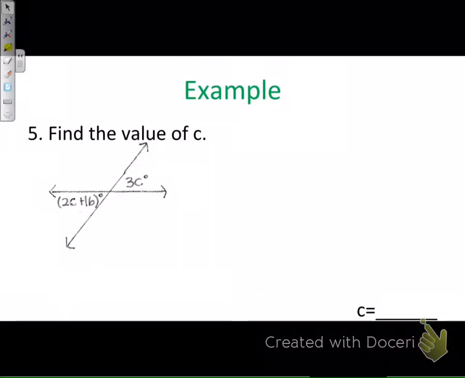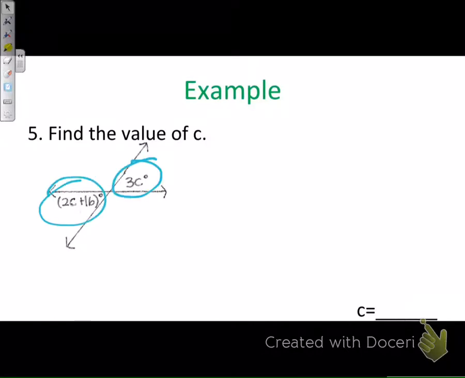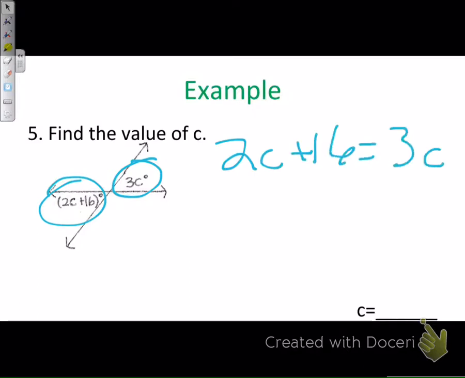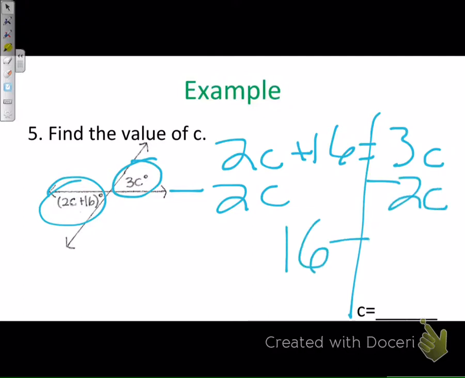Find the value of c. Now what we know about these is they are going to be equal to each other because they are vertical angles. So 2c plus 16 is equal to 3c. Okay, more algebra. So we're going to subtract the 2c. And then it will be 16 is equal to 1c. So c is equal to 16.